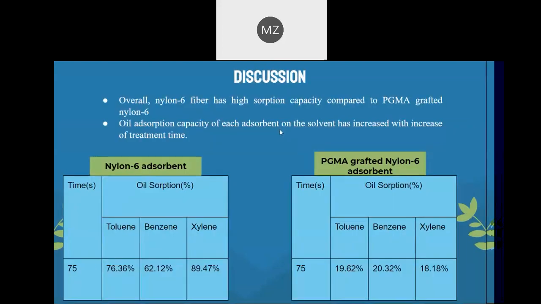Overall, nylon 6 fiber has a higher absorption capacity compared to PGMA grafted nylon 6. Oil absorption capacity also shows that each adsorbent in each solvent increased with increased treatment time. The highest absorption capacity of nylon 6 and PGMA grafted adsorbent for toluene and benzene is at the highest treatment time of 75 seconds.